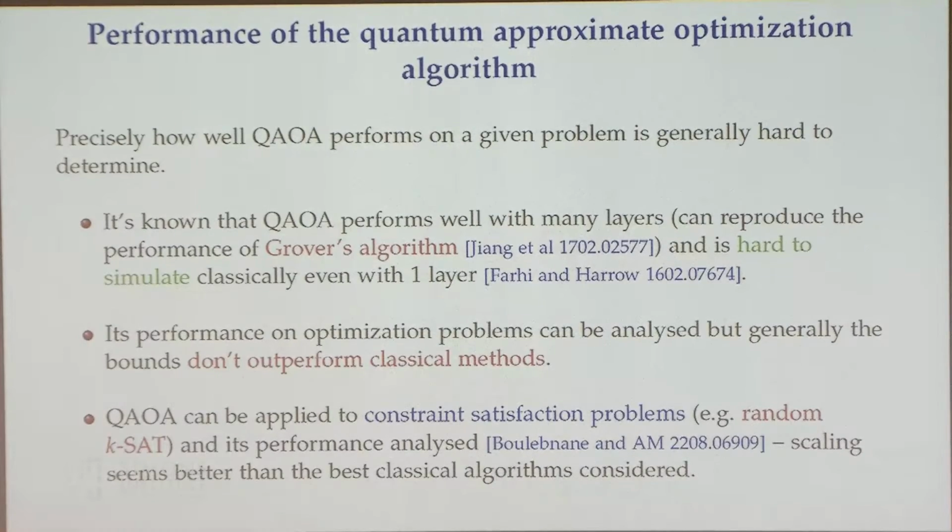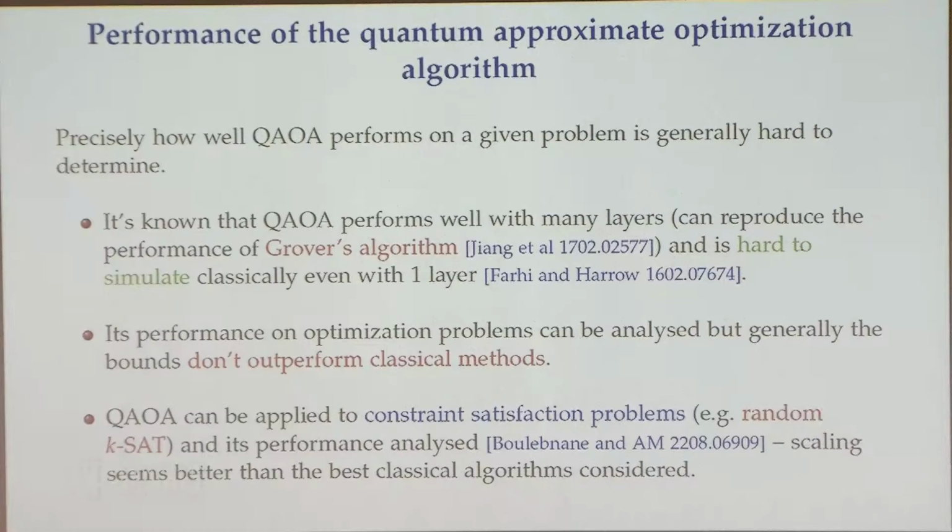We can also apply QAOA to constraint satisfaction problems, rather than optimization problems. We can run the algorithm and try to use it to produce a solution to a bunch of constraints. And it turns out, you can analyze the performance of QAOA in this context as well. We did this in this work and applied this to random k-SAT. So we have a Boolean satisfiability instance with k variables per clause, and we're choosing this at random at the hardness threshold. And we were able to theoretically and numerically analyze the performance of the algorithm, and the scaling of this seemed better than the best classical algorithms we could find.